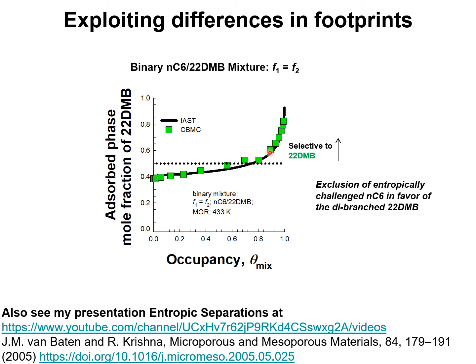The continuous solid line is the IAST calculation using the unary isotherm data. So the entropic exclusion of the linear isomer is quantitatively predicted by the ideal adsorbed solution theory. It's important to note how important the entropic exclusion principle is, because at pore saturation we have almost total exclusion of the linear isomer.